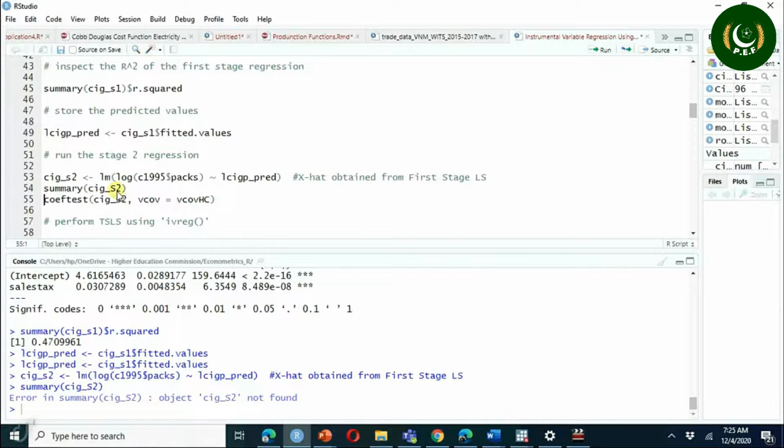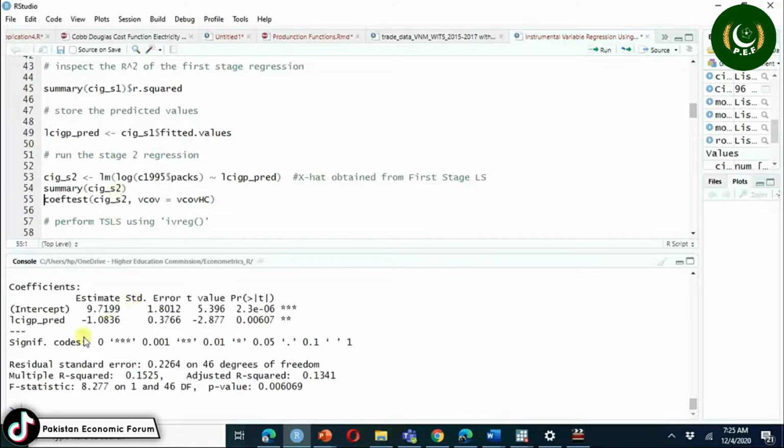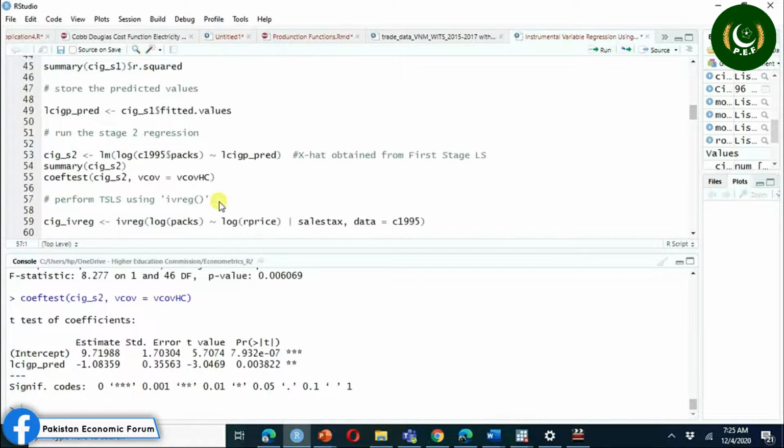Oh, small s. So you see, now you have minus 1.086. You can match this with the book Stock and Watson chapter 12 results, as well as results I have discussed in videos. Okay, coefficient test, once again you can have heteroscedastic standard error tests. Okay, now this was one way.